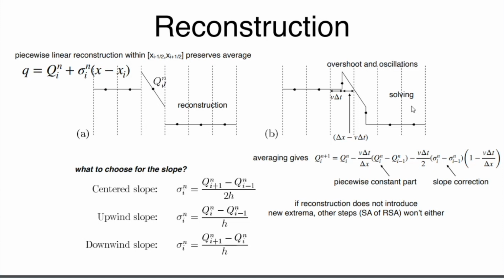Now, how do you choose? Say you want to do a linear reconstruction. The Gaussian output has told you just make it piecewise constant. We want a higher order accuracy, so you're willing to go from constant to a linear slope. Now you can choose this slope.